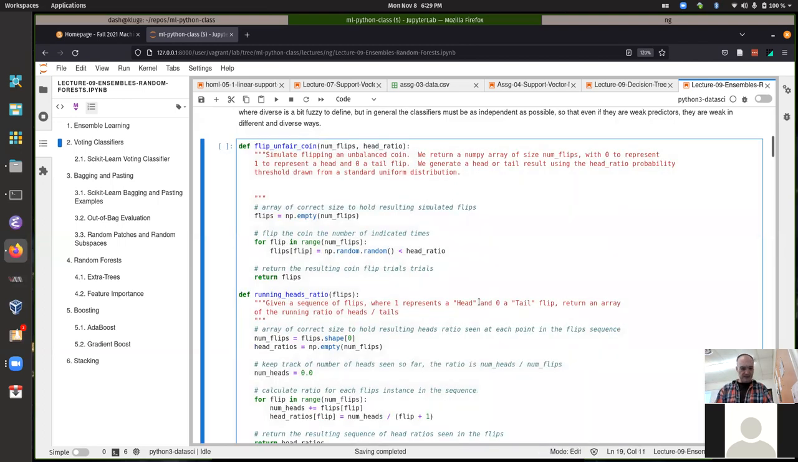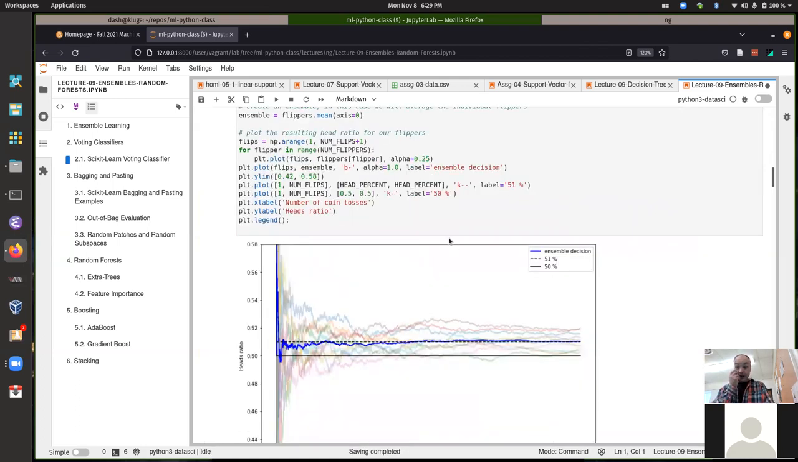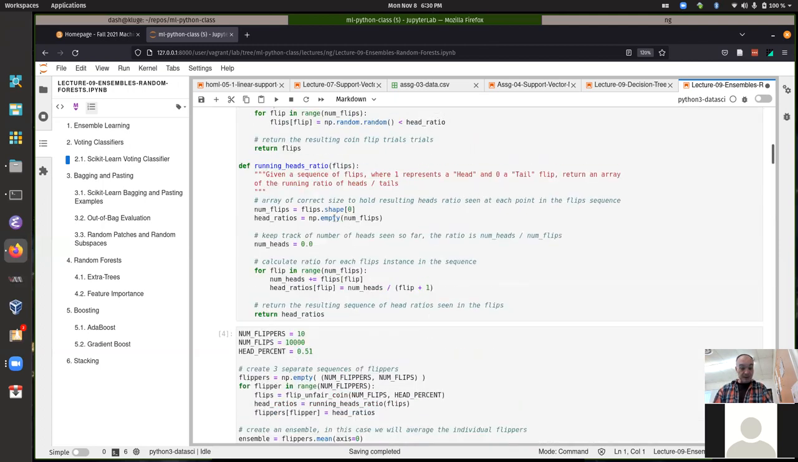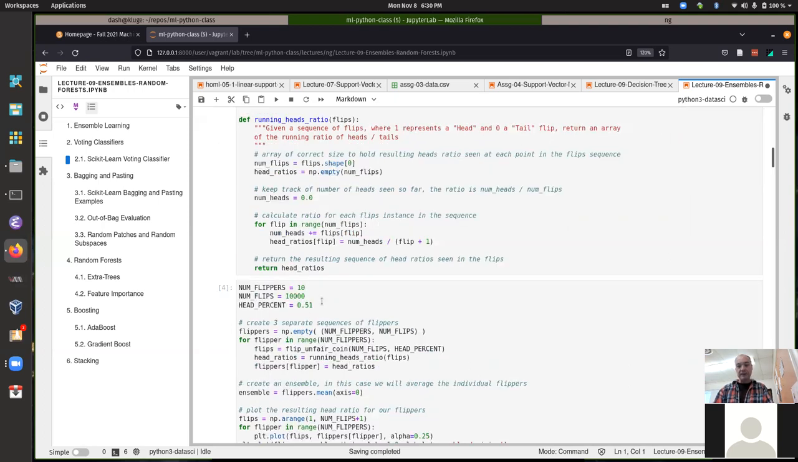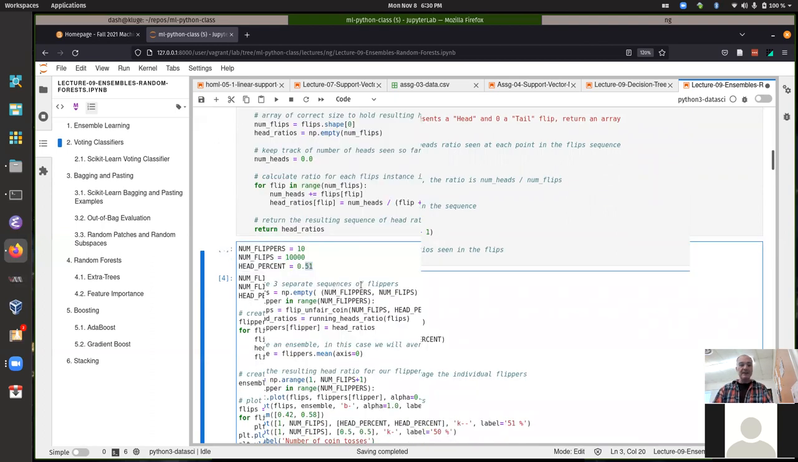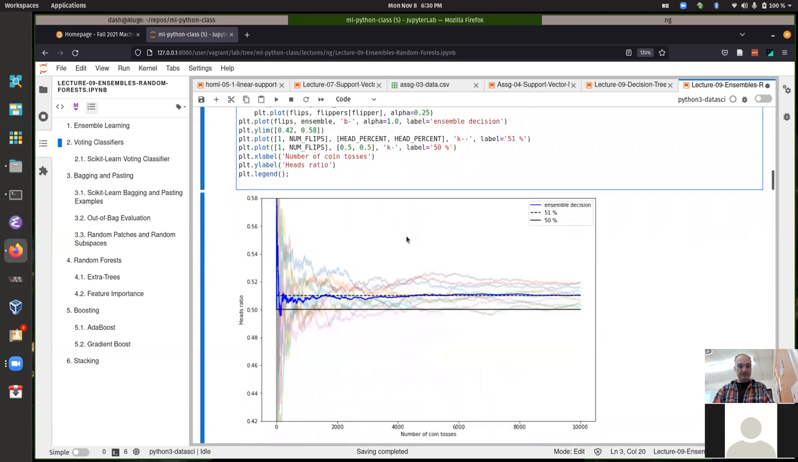For example, I don't know if I want to go through all this in detail. In this quick example, we're flipping an unbalanced coin, where the head ratio we're using is like 51%. So 51% of the time it'll come up heads, 49% of the time tails. If you create a bunch of separate decision models here, you get all kinds of results, including above and below.